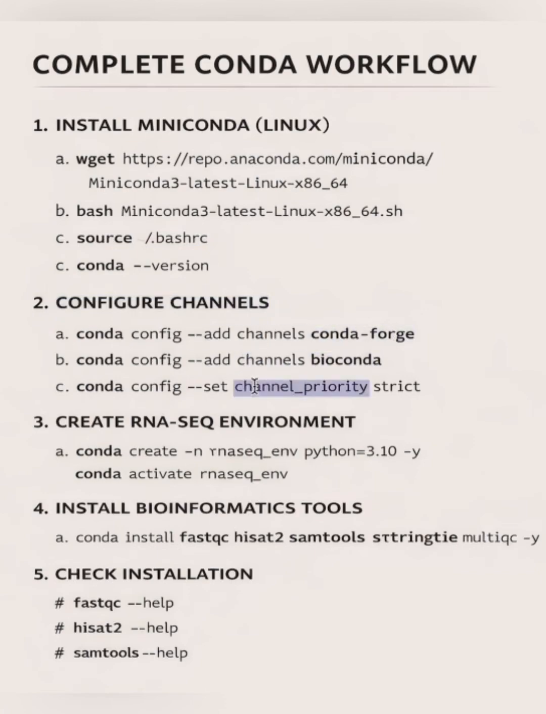After that, we create a dedicated RNA-seq environment using Python 3.10 and activate it. I always recommend creating separate environments for each project. It keeps your system clean and your analysis reproducible. Then we install essential bioinformatics tools like FastQC, HISAT2, Samtools, and StringTie directly inside this environment. And finally, we verify the installation by running help commands for each tool, just to make sure everything is working correctly.